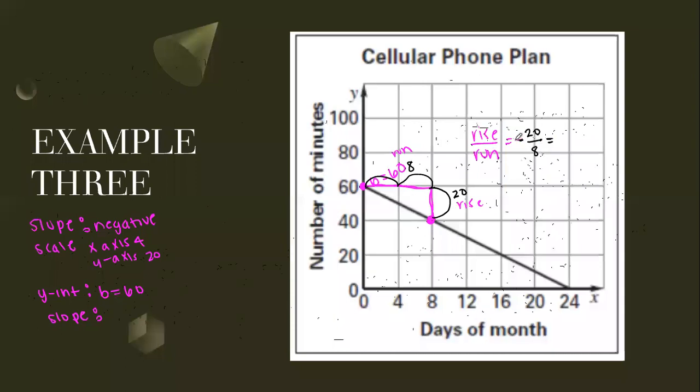That reduces into, what goes into both 20 and 8, 4 does. So that would be 5 over 2. Or I can put a negative 5 over 2. Or I can put negative 2.5. So you either have negative 5 over 2 or negative 2.5. Good job in the chat.